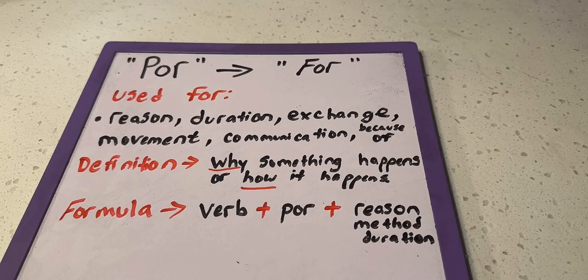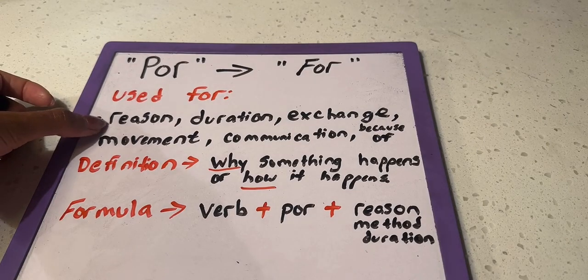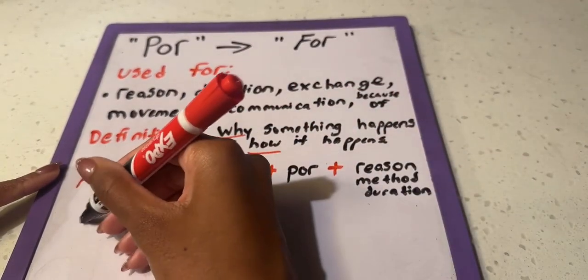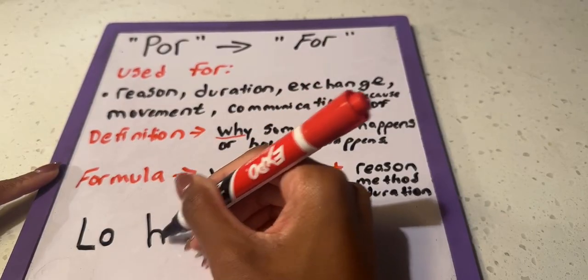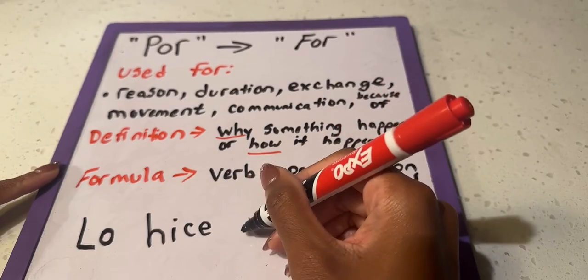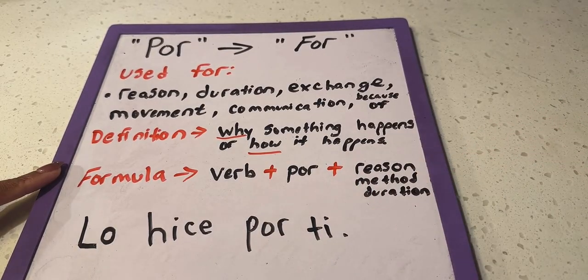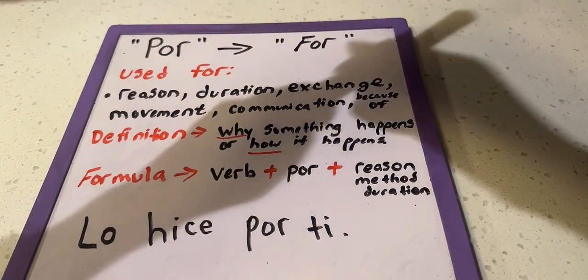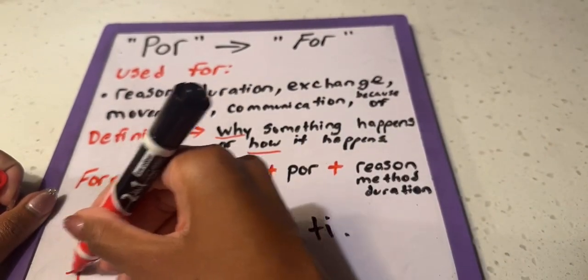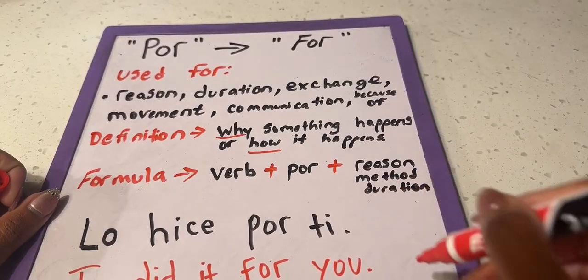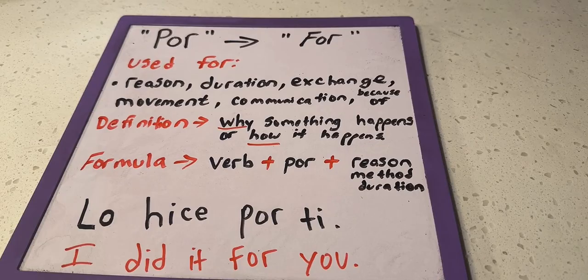Okay, so let's start with the first example sentence. I'm going to tackle our first definition, which is reason or usage. One of our first usages is reason. So the first example: lo hice por ti. This sentence translates to I did it for you.